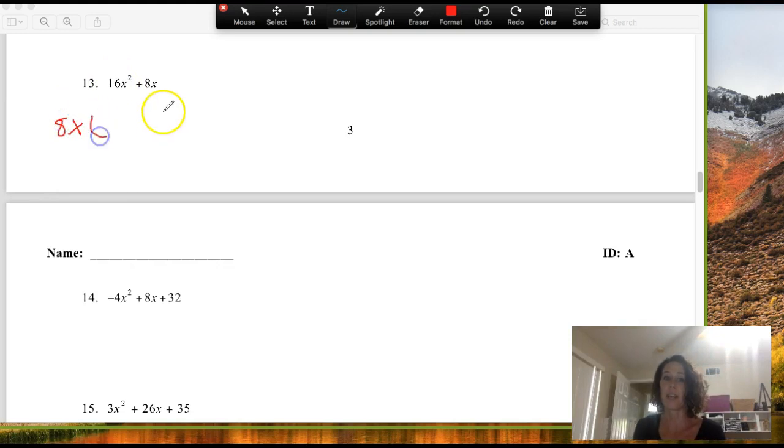I can divide an 8 out. If I divide 8x out of 16x squared, well, if I divide 8 out of that, I'm going to be left with 2. If I divide an x out of x squared, I'm left with an x. And if I divide 8x by 8x, I just get 1.